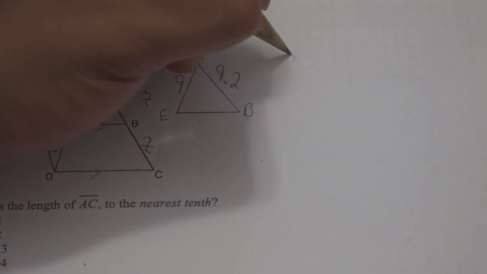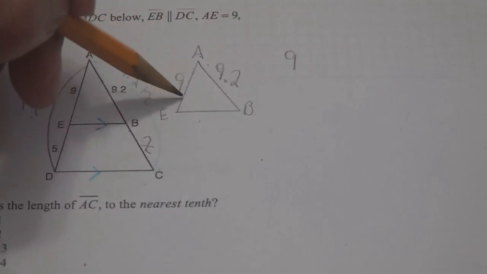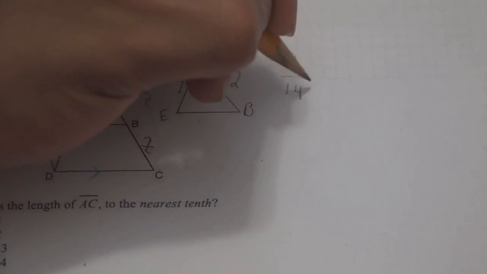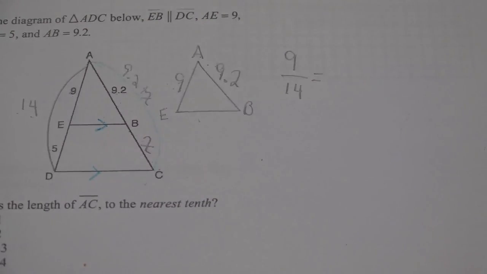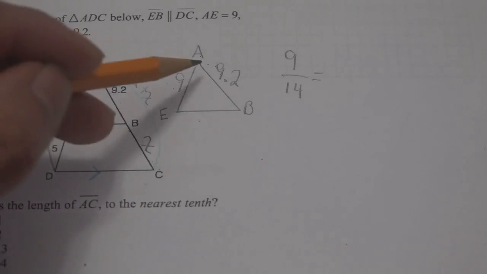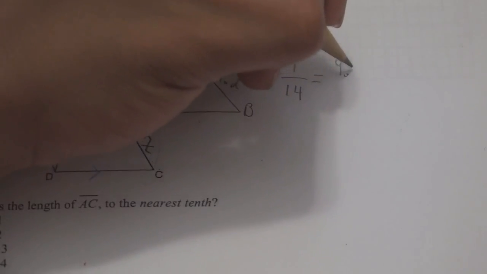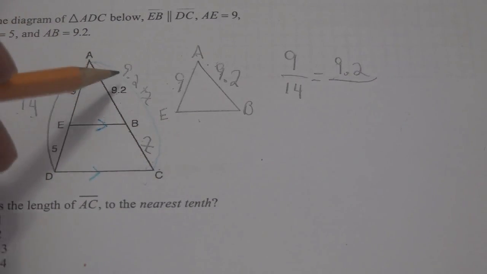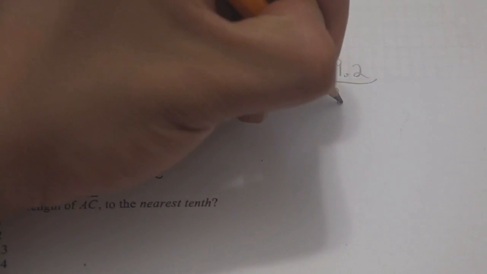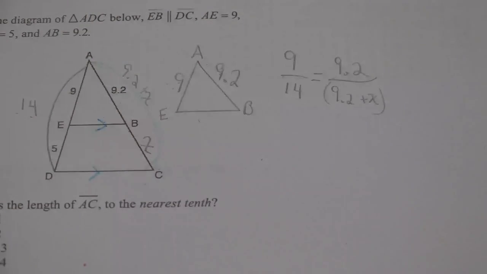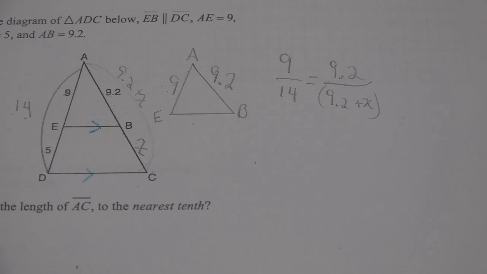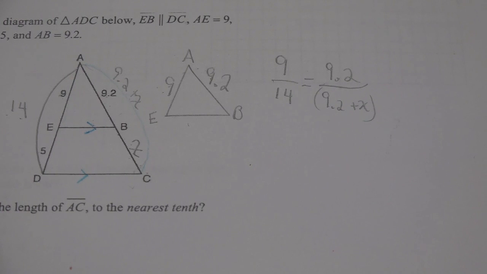So how do I do it? I'm gonna say 9, which is this side, and it corresponds to this side, right? So 9 is to 14 as, and then I'm gonna compare the small side, 9.2, and what is the length of this AC? 9.2 plus X. I'm just gonna put it in parentheses, you don't have to. Okay then, my proportion is set up, and now I just need to cross multiply, right?